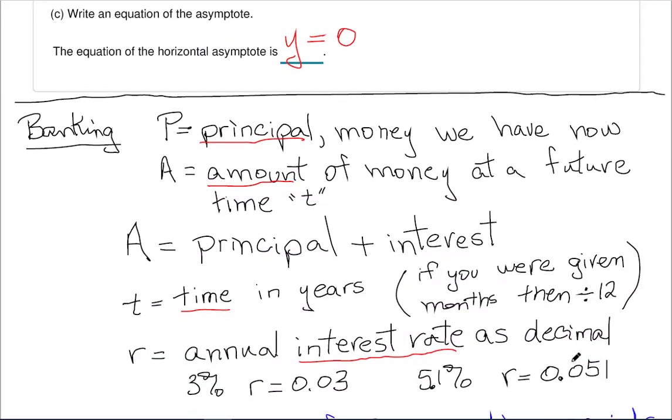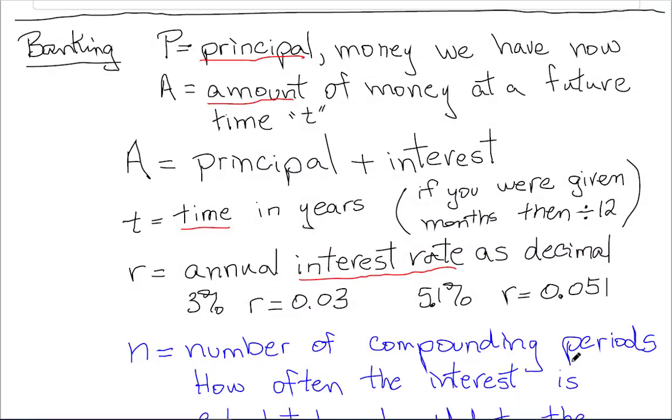Okay, now the second part of section 4.2, we talk about banking. We'd like to invest some money. P, capital P, is called the principal. It's the amount of money we have right now. Capital A is the amount of money we're going to have at a future time. And t is usually used for time. So this amount of money we have in the future is the principal that we have now plus any interest that we've earned.